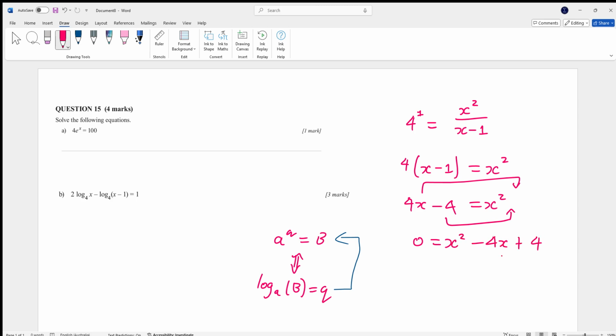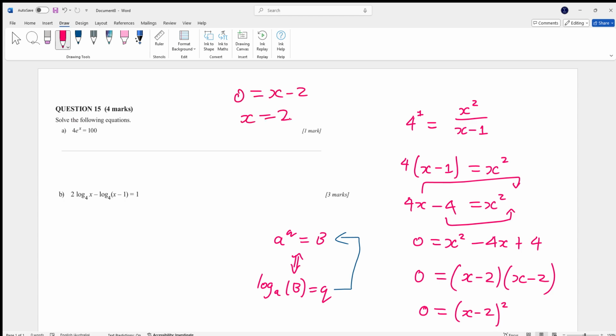Now here we can see if we can factorize this. Think of two numbers that multiply to give positive 4 but add to give negative 4. The two numbers I can think of are the exact same number: negative 2. Negative 2 times negative 2 gives you positive 4, and negative 2 plus negative 2 gives you negative 4. So you can factorize it as x minus 2 times x minus 2. Because they're the same thing, you can write it as x minus 2 all squared. Then you can square root both sides, so you get 0 equals x minus 2. What you'll be left with is x is equal to 2.